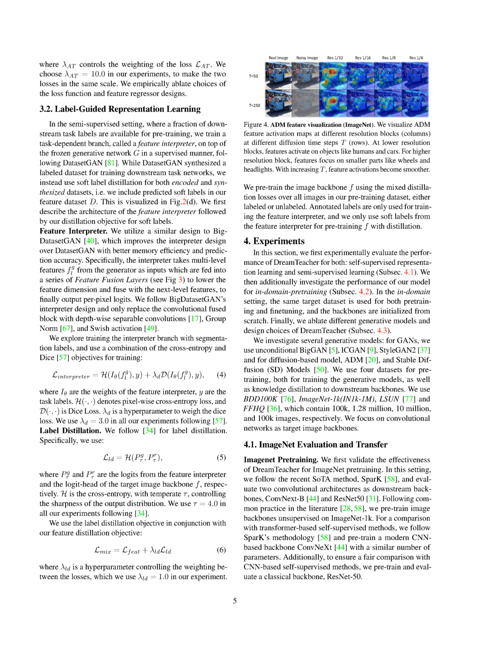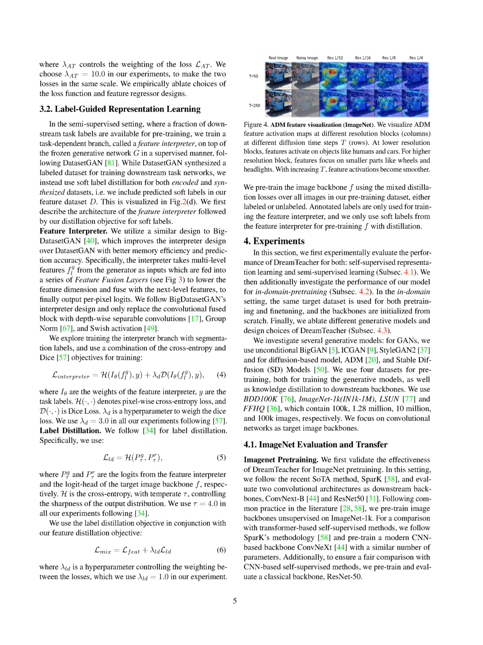We follow BigDatasetGAN's interpreter design, but we replace the convolutional fused block with depth-wise separable convolutions, group norm, and swish activation. We train the interpreter branch using segmentation labels and employ a mix of cross-entropy and dice objectives for training. Here, the weights of the feature interpreter are represented by I_theta, and Y represents the task labels. The pixel-wise cross-entropy loss is denoted by H, and D represents dice loss. We use a hyperparameter, lambda_d, to balance the dice loss, and in all our experiments, we set lambda_d to 3.0.